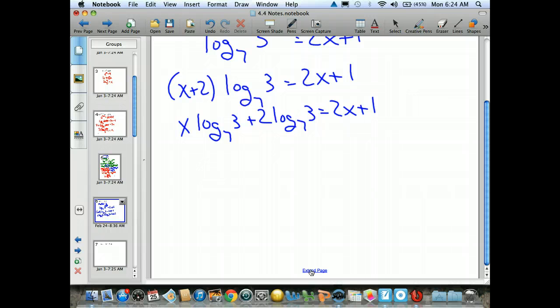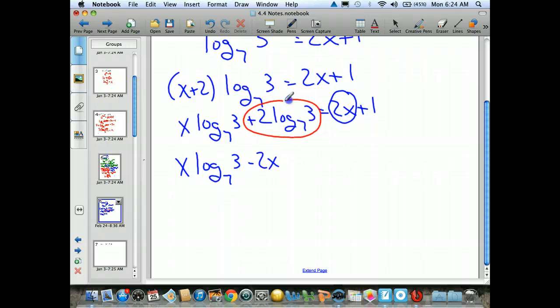Now, in this case, I'm going to collect my x's on the left again and move my constants to the right. So I'm going to take this 2x and move it to the other side of the equation. And I have x log base 7 of 3 minus 2x. And once again, I need to move this constant 2 log base 7 of 3 to the other side. So this is 1 minus, I'm going to write that as log base 7 of 9, though. So I can take this 2 inside as the power also. So this is log base 7 of 9.